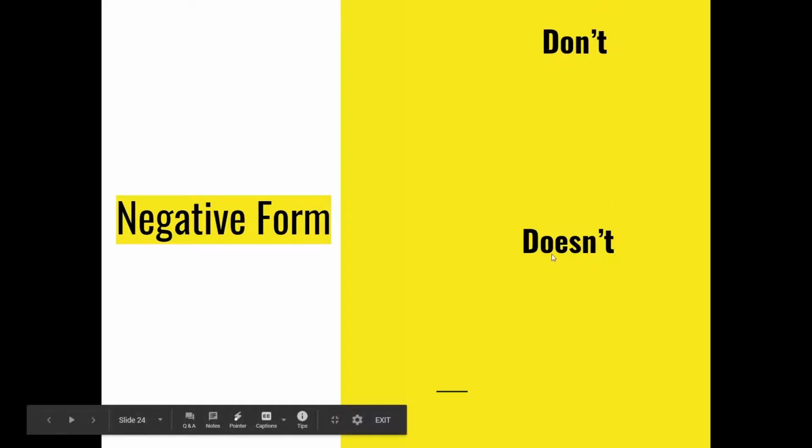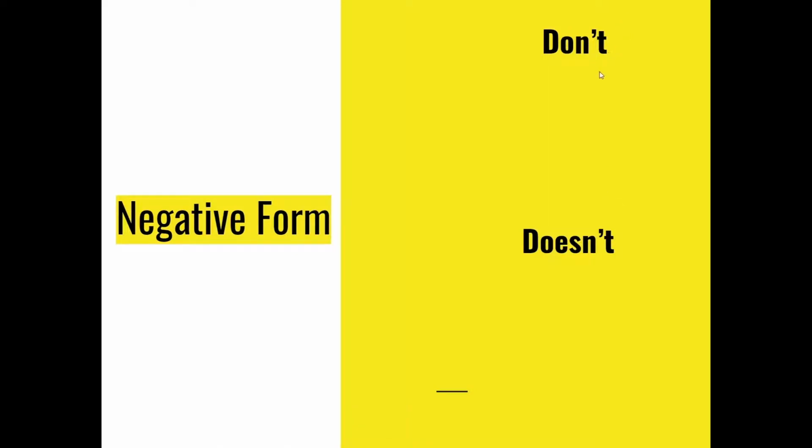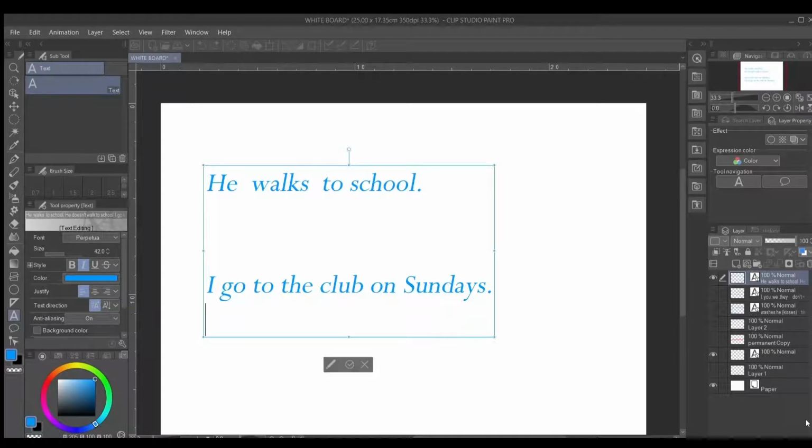Which one has the S? Which one am I going to use for he, she, and it? It's obvious because don't doesn't have an S and doesn't has an S. So I'm going to use don't with I, you, we, and they. And I'm going to use doesn't with he, she, and it. Let's try to answer some examples to better understand the rule. I use don't with I, you, we, and they because they don't need an S.